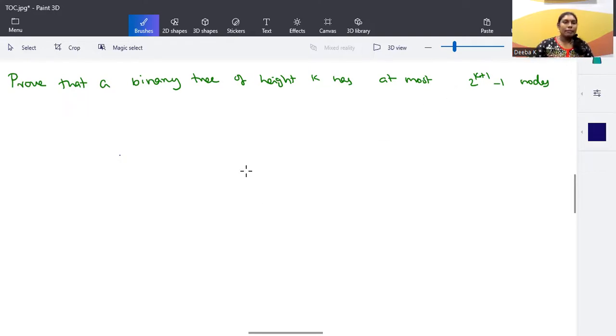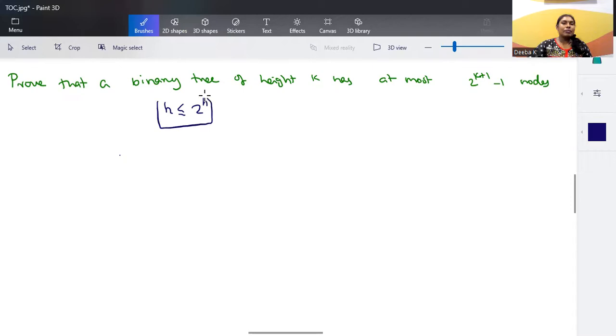In the last example that we have taken, we proved that any binary tree of height h will have 2 power h number of leaves. At the most, that is the expression, to the maximum of 2 power h leaf nodes will be there. So this problem we discussed in the previous video with an example. In this video, we are going to prove that a binary tree of height k will have at most 2 power k plus 1 minus 1 nodes.